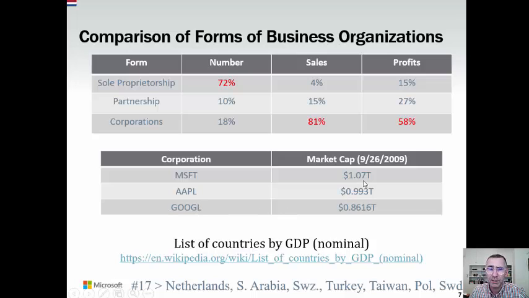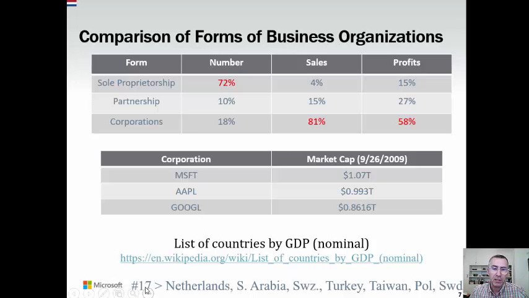If you look at that number right there, as of yesterday, Microsoft is the only corporation on the planet that is worth $1 trillion. Apple is almost worth $1 trillion, and Google, same thing. And what I did here is I looked at the list of countries by nominal GDP. By looking at the list, what you discover is that if Microsoft were a country, it would be the 17th economic power on the planet.